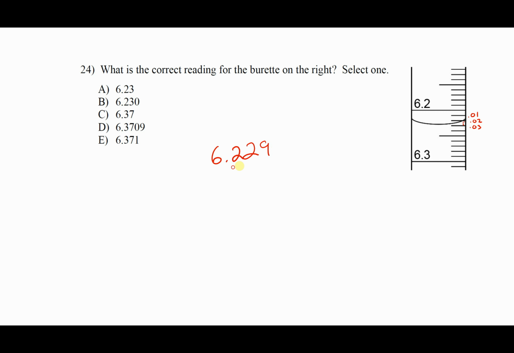Okay, so we have to have 3 decimal places, right? It has to be a 6.2, and it has to have 3 decimal places. These are not 6.2. Well, maybe someone read it differently, right? So it cannot ever be this number. It does not have the right precision. This is a viable reading of that burette, so the answer is B.